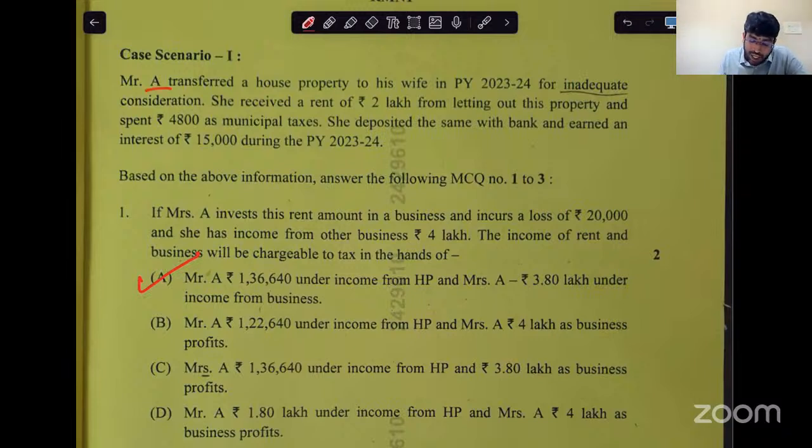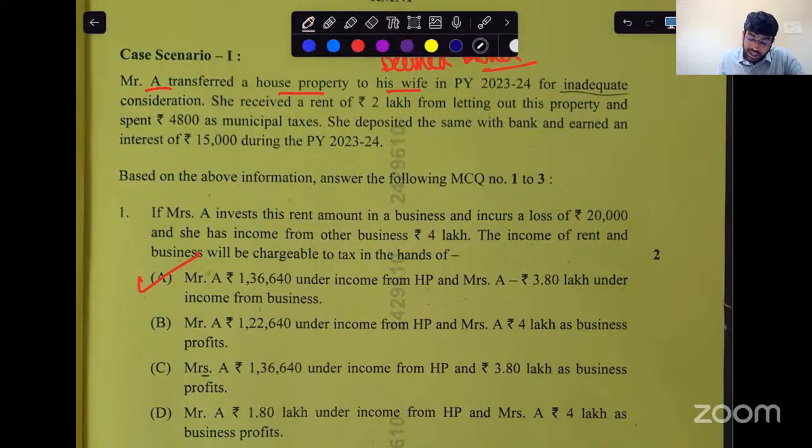Mr. A transferred house property to his wife. The moment you see the words house property to his wife, your brain should strike the concept of deemed owner, my dear friends. Now, for inadequate consideration, she received a rent of 2 lakh rupees from letting out the property and she has spent 4,800 rupees on municipal tax. So from 2 lakhs, we will reduce municipal tax of 4,800 and we will take 30% standard deduction. By doing that, the balance figure we get is 1,36,640.